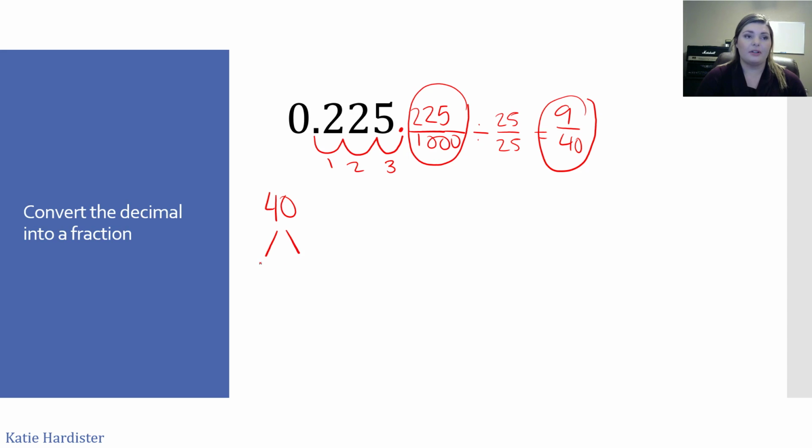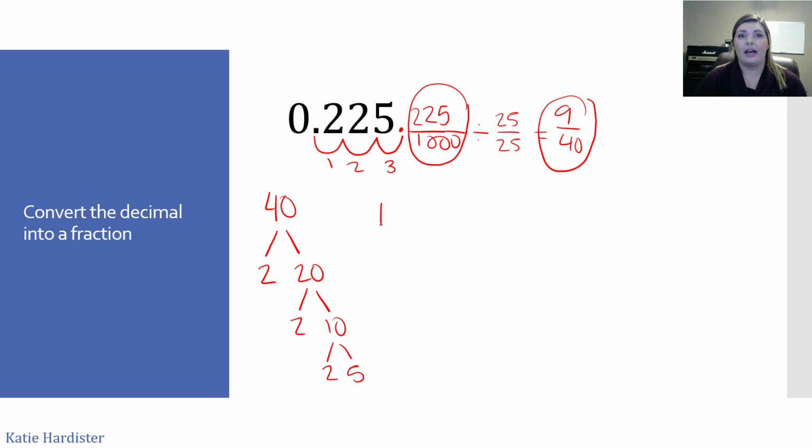So 40 can be broken down into 2 and 20. 20 is not a prime number, so we're going to keep breaking that down. 2 and 10. 10 is not a prime number, so we're going to break that down again into 2 and 5, because we want to break these down to the smallest prime numbers that we can. So then that would be the solution, of course, to that prime factorization of 40.